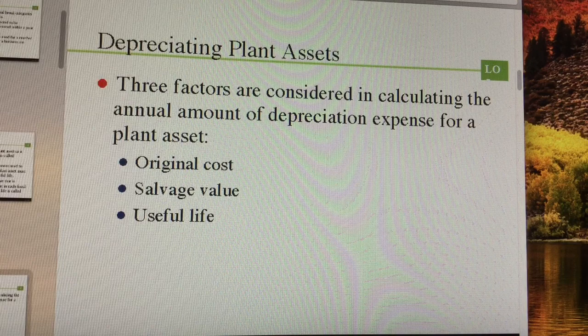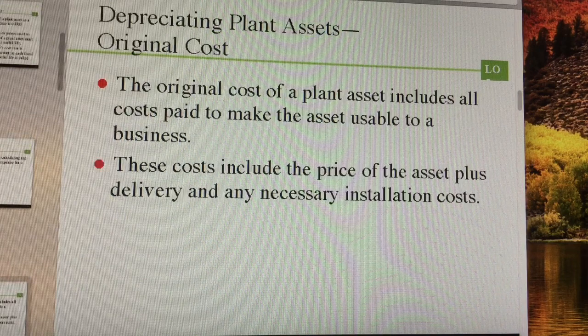Typically, there's 3 factors that are considered in calculating the annual amount of depreciation. How much did you pay for it? If you had to get rid of it, how much is that going to be worth, which is a salvage value? And how useful is the life? So how long are you going to be able to use it? So we're going to use these 3 factors in order to calculate annual depreciation.